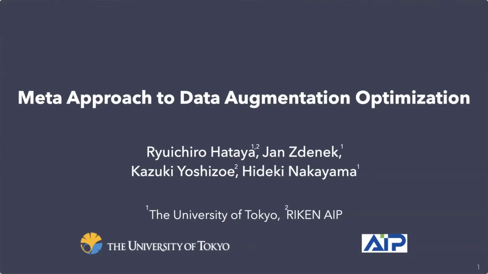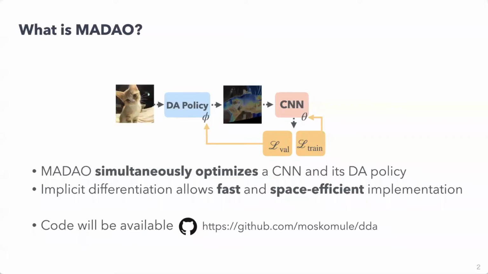Let me briefly introduce our work. We proposed Meta, which simultaneously optimizes a CNN and its data augmentation policy. We used implicit differentiation that allows fast and space-efficient implementation.